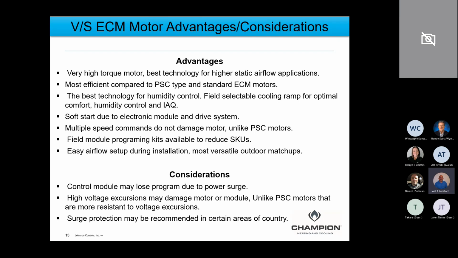But on a variable speed ECM motor, you can just about double that because of that ramping profile. So the best technology for humidity control. We still have that soft start capability because of that electronic module. Multiple speed commands do not damage the motor. And then field module programming kits are available, again, to reduce your SKUs if you want to start programming these modules. Very easy airflow setup during installation.